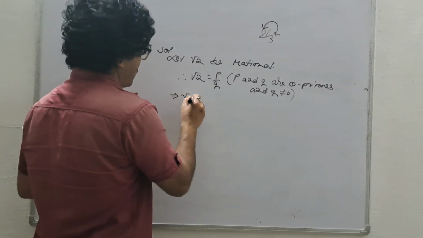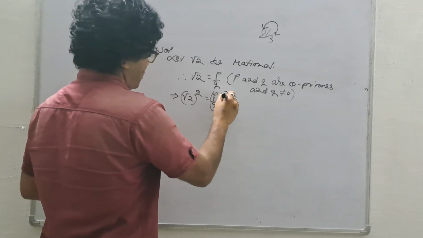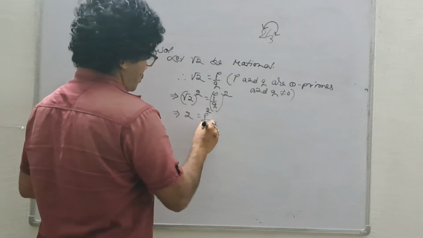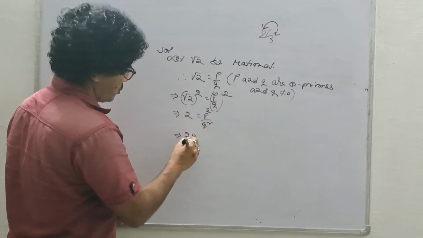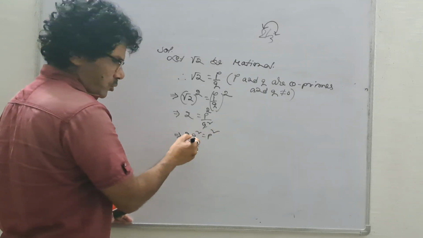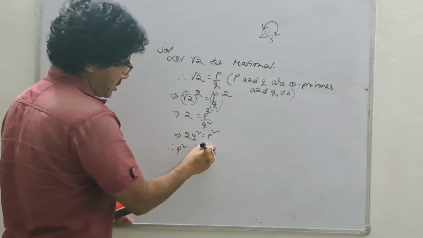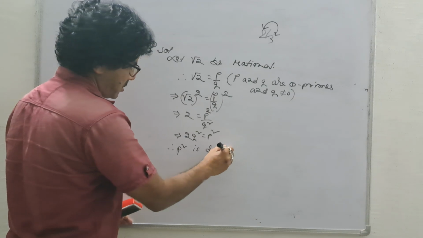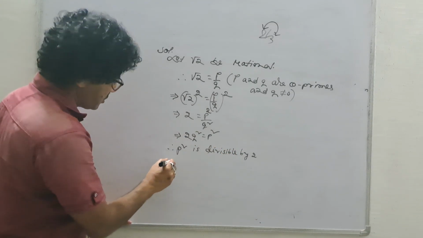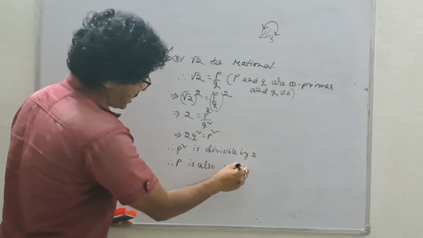Now use square on both sides. 2 is equal to p squared by q squared. So 2q squared is equal to p squared. That means p square is divisible by 2, because p square is equal to 2q square and 2q square is divisible by 2. Therefore, p squared is divisible by 2. P square is divisible by 2 means p is also divisible by 2.